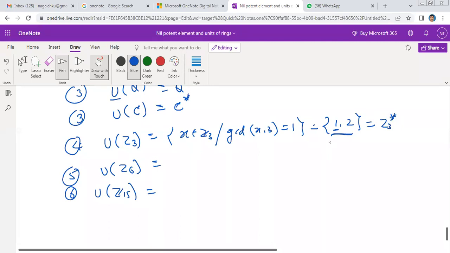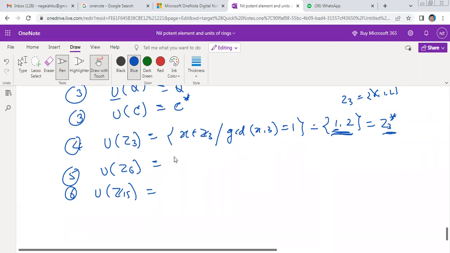What is meant by Z3 star? Z3 is equal to {0, 1, 2}. Z3 star means non-zero numbers in Z3. Got my point? Yes, sir. జనరల్ గా Z3 అంటేనేమో 0, 1, 2 రాస్తాము. Z3 star అంటే 0 కాకుండా ఉండే ఎలిమెంట్స్. The units of this is equal to {1, 2}.